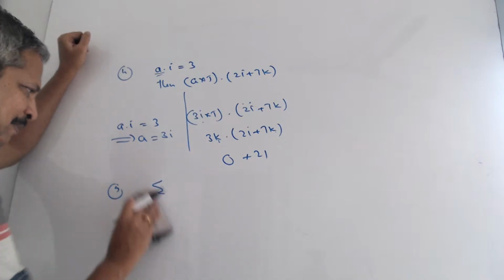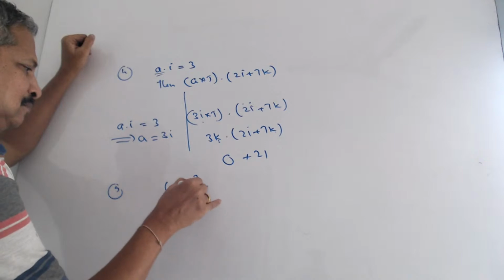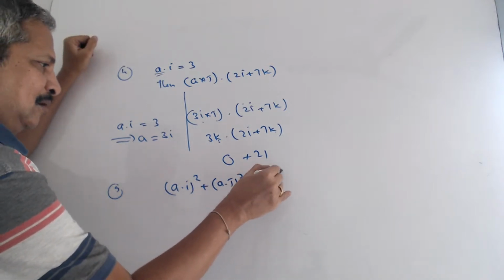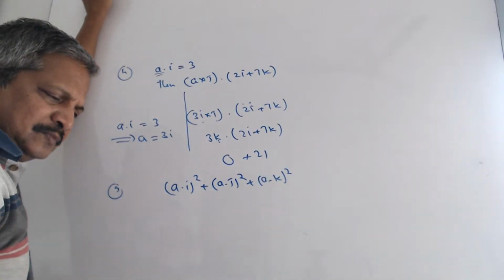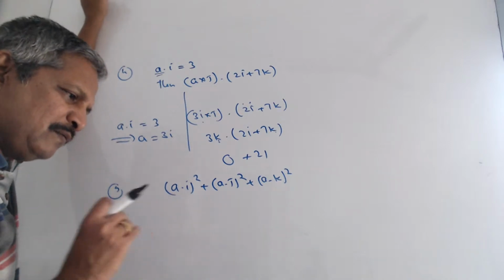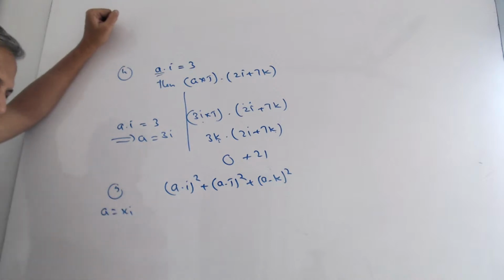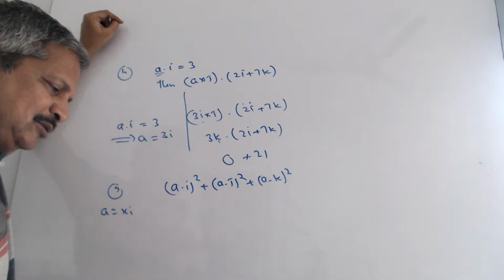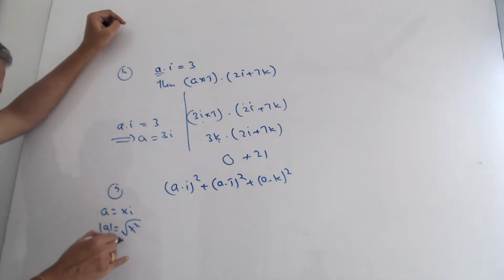Sigma of A dot I whole square, A dot J whole square, A dot K whole square. Previous EAMCET question. Simple problem. So what will we do? Very simple, take A equal to Xi plus Yj plus Zk. Now don't take a big one, because we are doing objective. Mod A is root of X square plus Y square plus Z square.